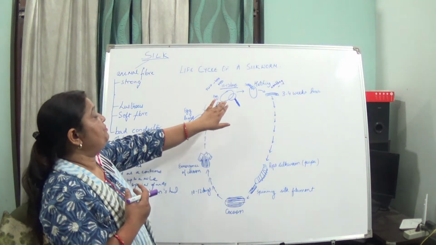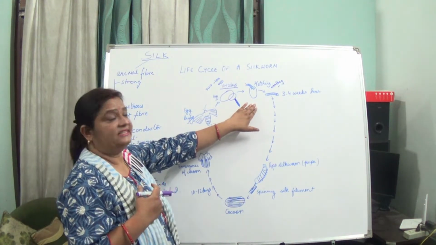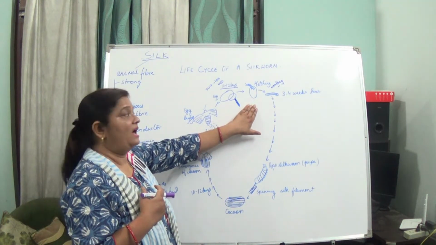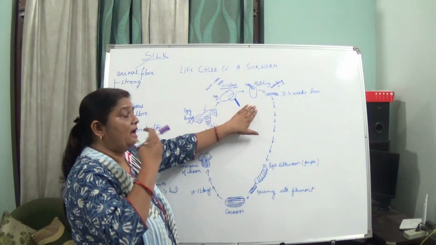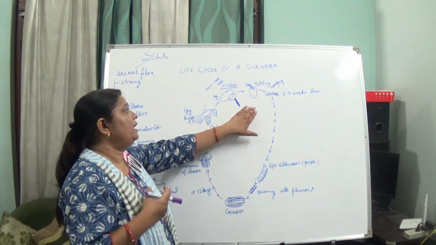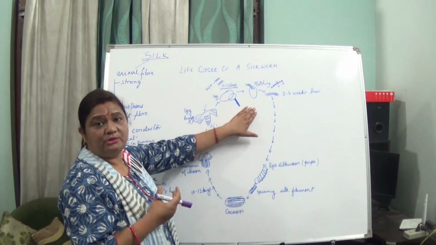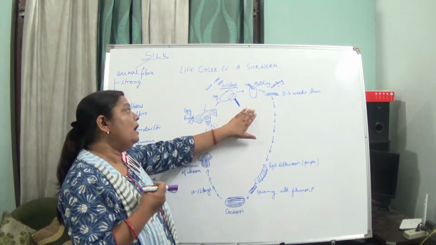Now after 10 to 12 days, these eggs hatch and form the larva stage. The larva is very active in nature. It goes on feeding on the leaves, and it molts many times during this stage. Okay, molting is what? The shedding off of the skin of the larva.